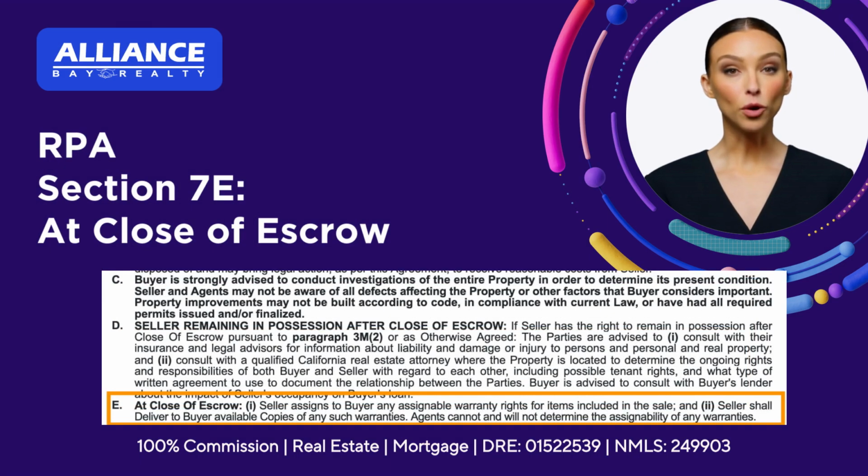Section 7E, Warranties at COE. At close of escrow, the seller: 1. Assigns to buyer any assignable warranty rights for items included in the sale. 2. Delivers available copies of such warranties. Note: agents cannot determine whether a warranty is assignable. That's between parties and the warranty issuer. Remember to ask for appliance, HVAC, roof warranties, and paid invoices during disclosures. Upload to your TC file.